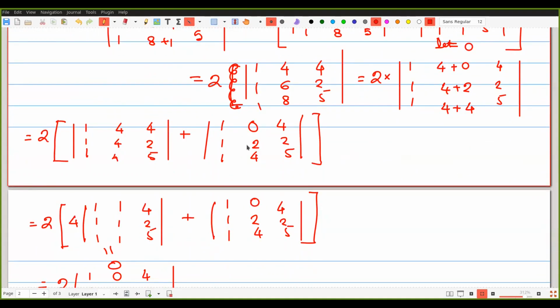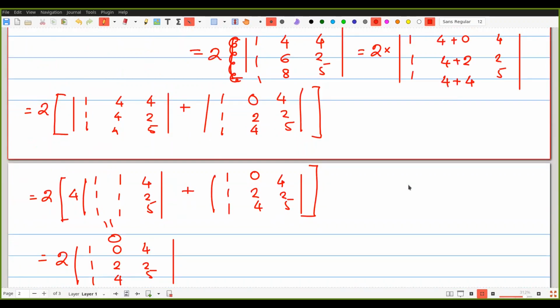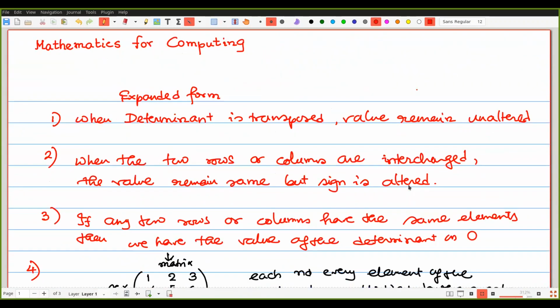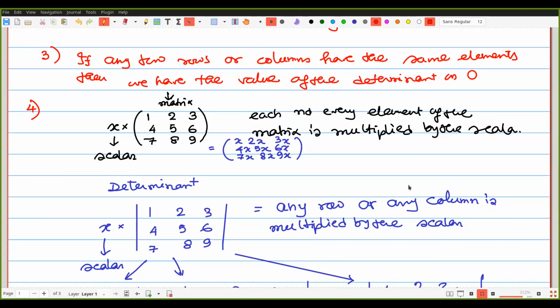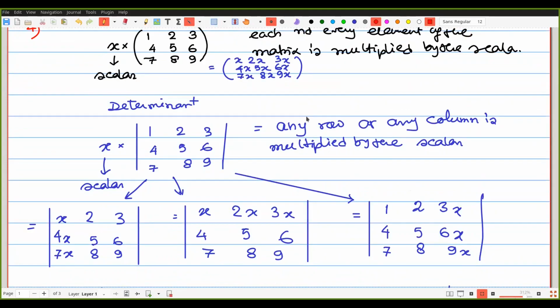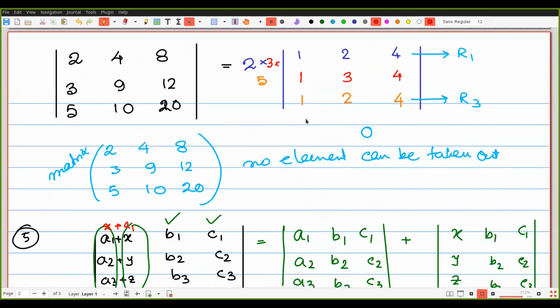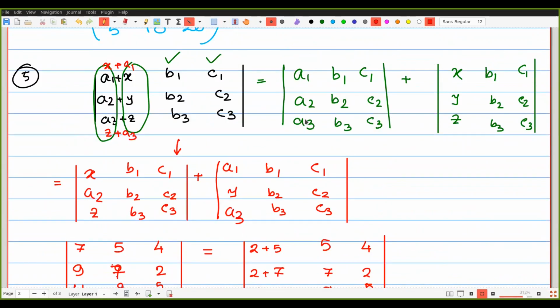Moreover, we have also taken an example here. We can take common the scalar from the one row or one column as a common. So the first property, transposing of any determinant gives the value unaltered. Two rows or columns are interchanged with each other, value remains same, but the sign is altered. Third one, when the two rows or columns have the same elements in the determinant, the value is 0. Then the multiplication of the determinant with a scalar number, and that is only with one row or one column. Then the fifth one was the decomposition condition.